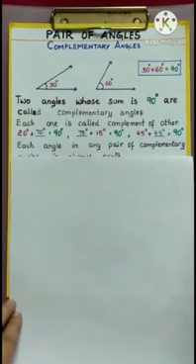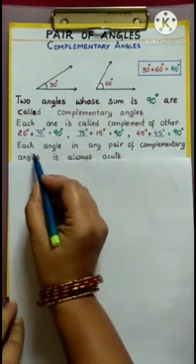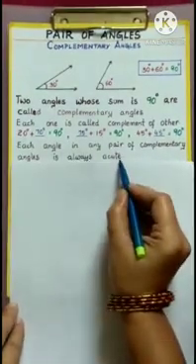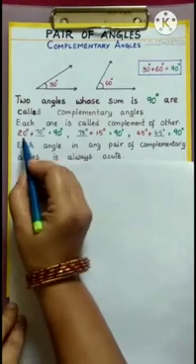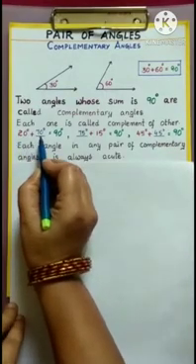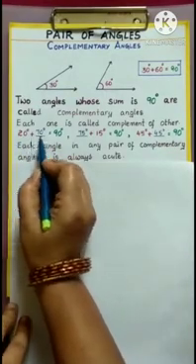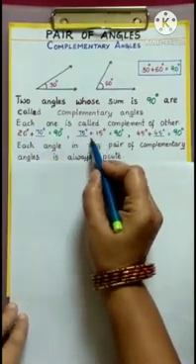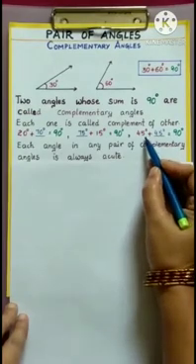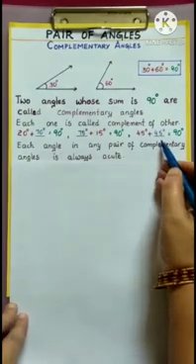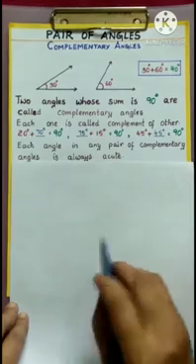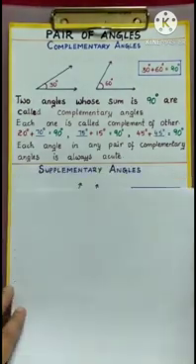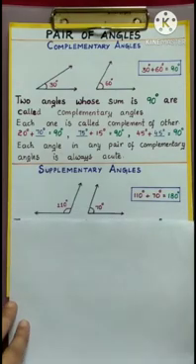So one thing you have to remember here, each angle in any pair of complementary angles is always acute. Now if you observe here, 20 degrees and 70 degrees are complementary angles and they are acute. And here 75 degrees and 15 degrees are acute angles. Here 45 degrees are acute angles because the sum of the two angles must be 90 degrees. So they are acute.